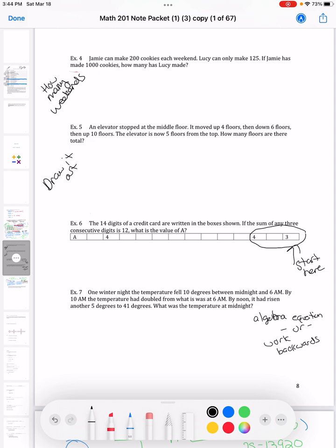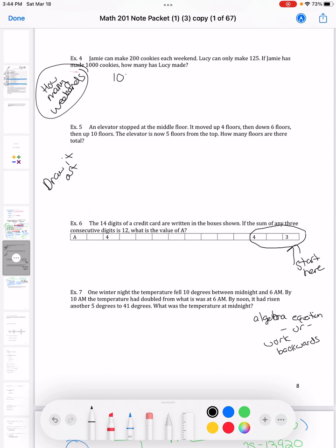So Jamie made 200 cookies each weekend, and Lucy could only make 125. If Jamie has made 1,000 cookies, how many has Lucy made? With a lot of these, probably all of them except for example 6, there's more than one way to think about it. So if you get the right answer, your way is correct. You can always email me if you need me to check over it, but if you get the right answer, your way is correct.